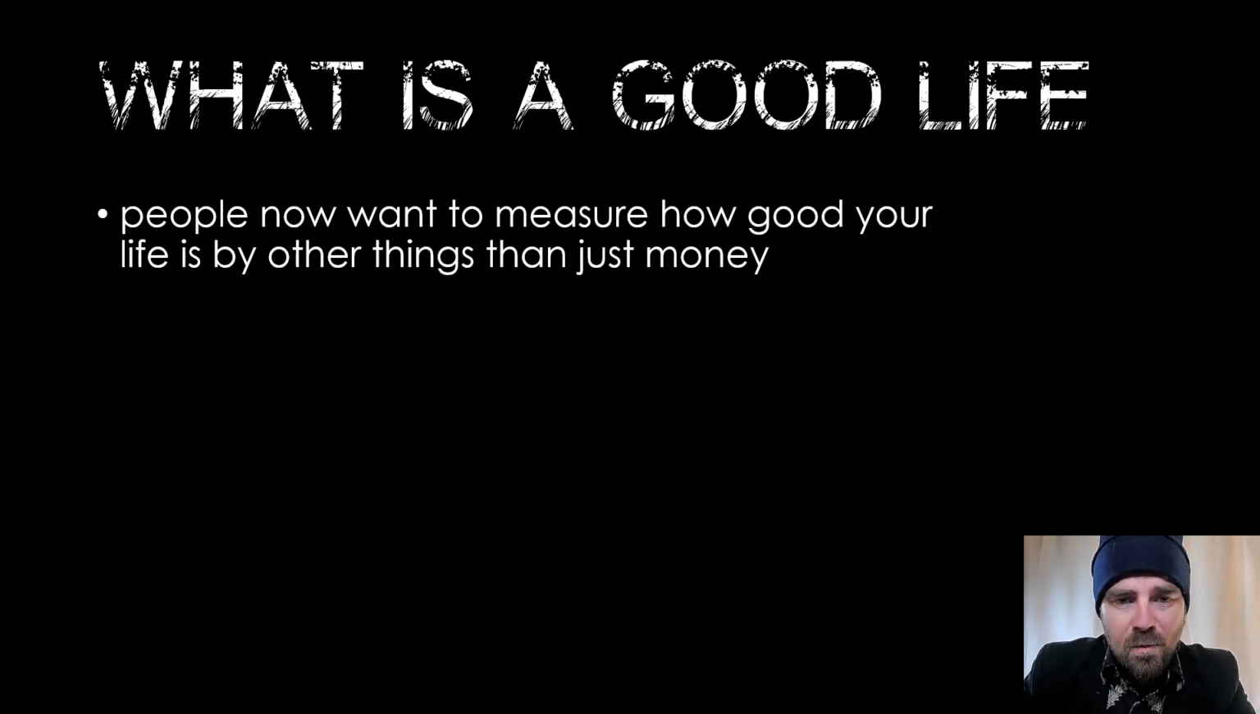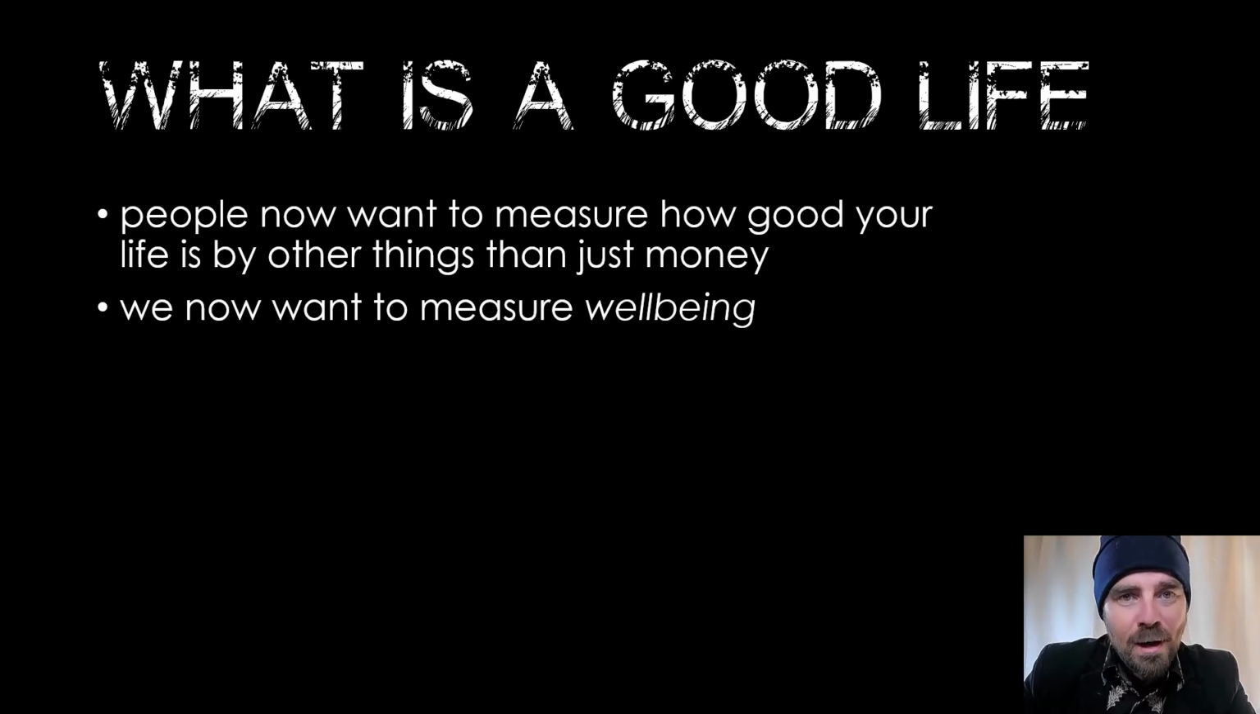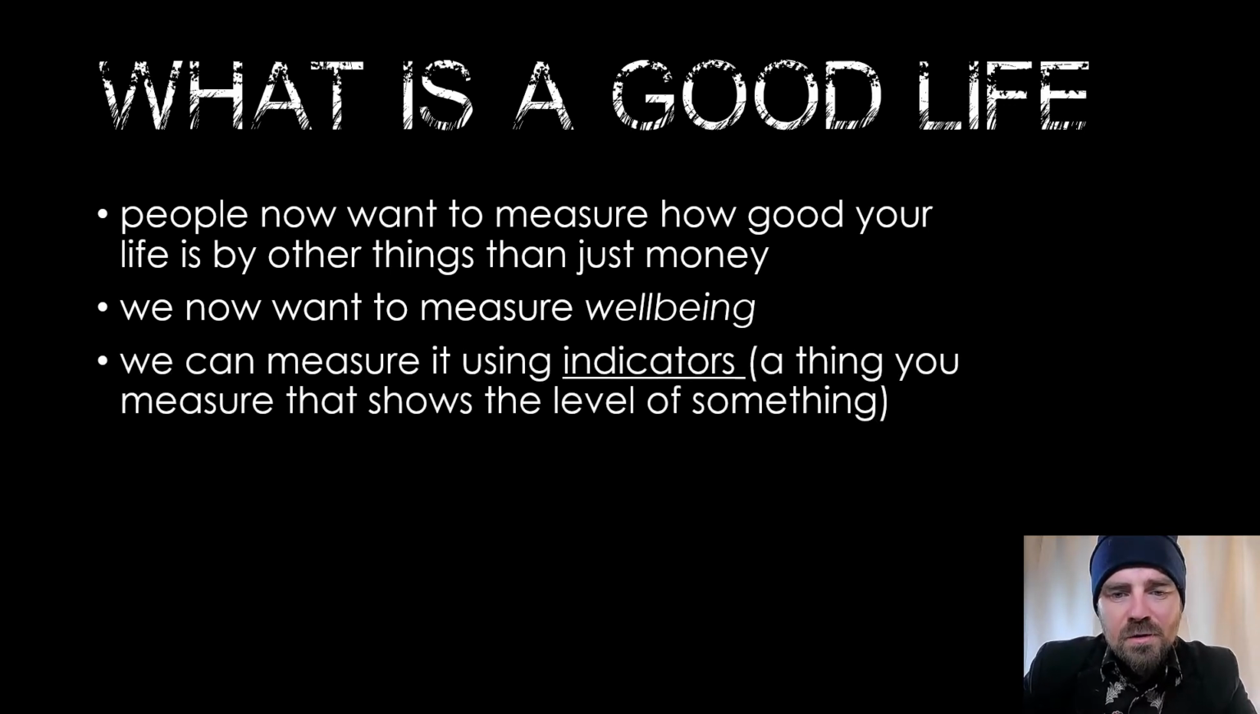So, people now want to measure how good your life is by other things than just money. Typically, well-being used to just be measured by, oh, how much money have you got? But turns out that's not the only thing that matters. So we now want to measure well-being, not just bank balance. This is not Grand Theft Auto, people. So you can measure it using indicators that indicate what your well-being is. An indicator is a thing that you measure that shows the level of something. Your indicator for your height is centimeters of height.